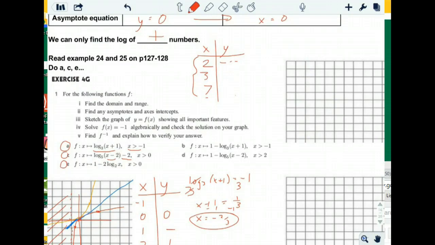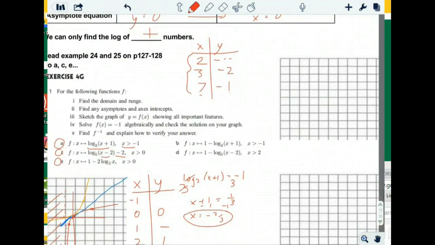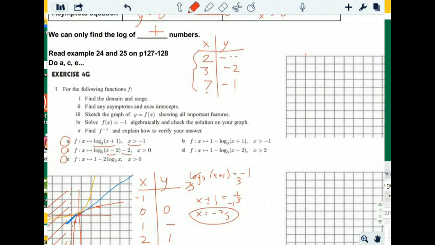At x equals 3, we get 3 minus 2, which is 1. Log base 5 of 1 is going to be 0. Minus 2 is negative 2. Log base 5 of 7 minus 2 would be log base 5 of 5. That would be 1. Minus 2 would be negative 1. So with these 3 points, we can graph most of it. So let's put the asymptote at x equals 2.